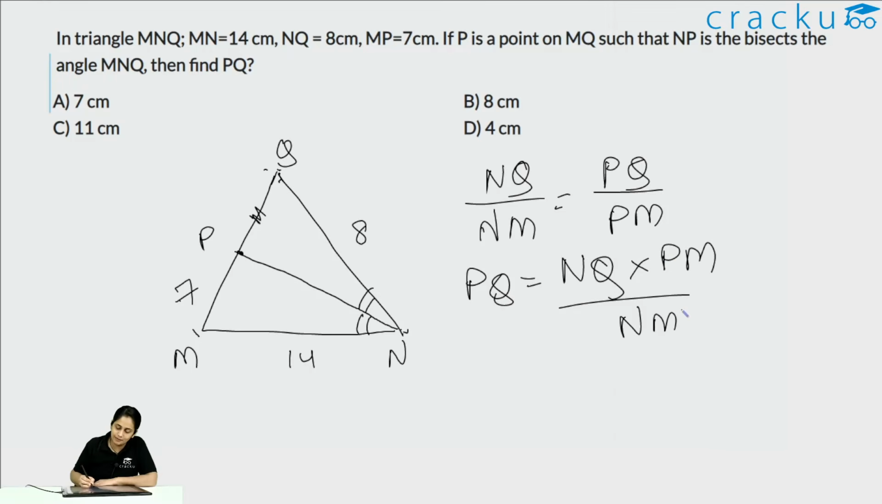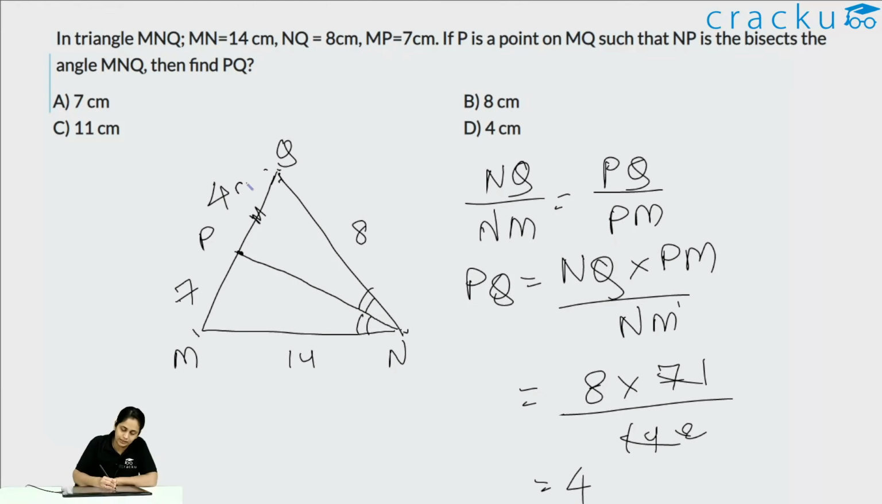How much is NM? NM is essentially MN, which is given as 14. NQ is 8. MP or PM is 7. So this is equal to 2, this is 1, this is 4. So PQ is equal to 4 centimeters. So what is the right answer? PQ is option D, 4 centimeters. Very simple application of the internal angle bisector theorem. If you know the theorem, it becomes very easy. Whenever you are given an angle bisector, think of this theorem.